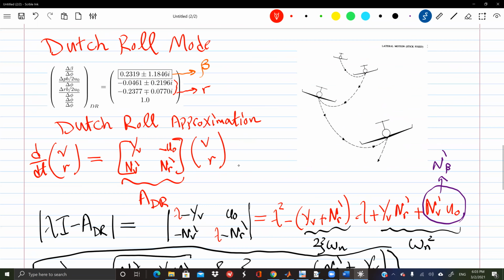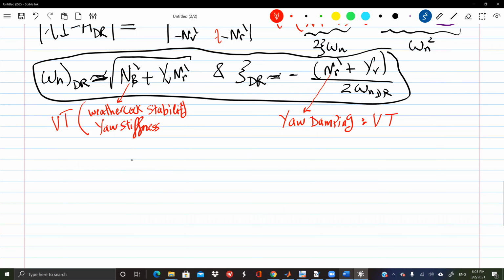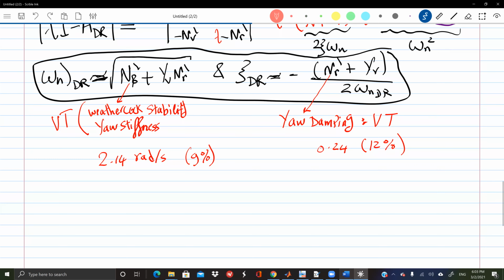For the roll approximation, it was so accurate. Let's see how accurate this is. So the omega n here, it's 2.14 radians per second. Let's write them down. It's 2.14 radians per second, and the damping ratio is around 0.24. So this is around 9% error and 12% error. Too bad, but the main point is, even if it's worse than this, the main point is that we get to know the physics. What's my stiffness and what's my damping in this mode? What are the parts of the airplane to adjust if I don't like the behavior of this mode? Any question about that?